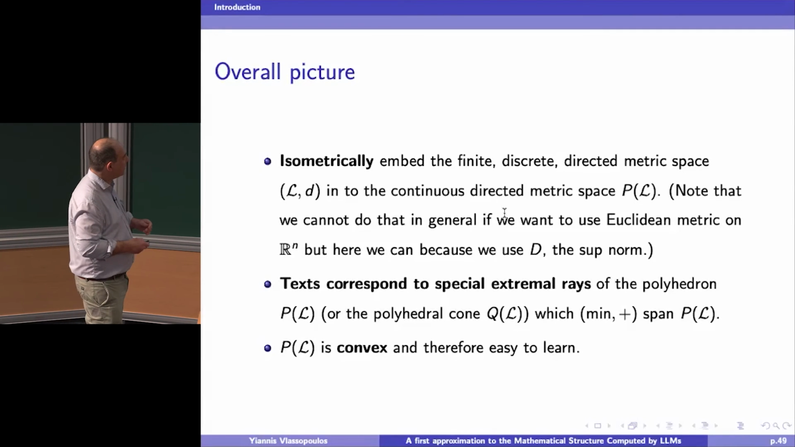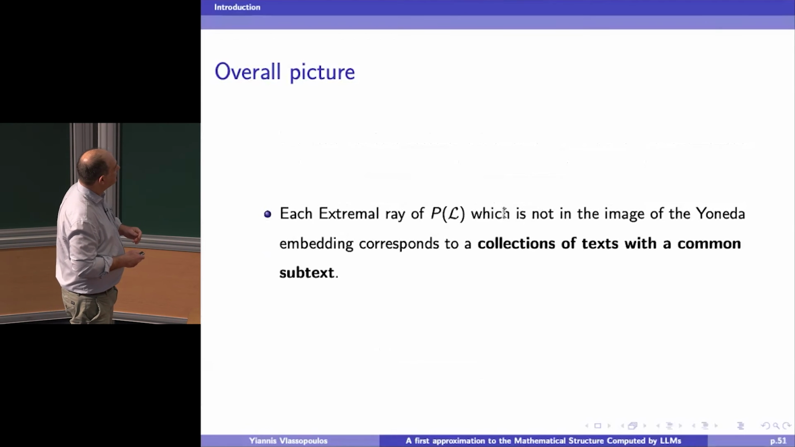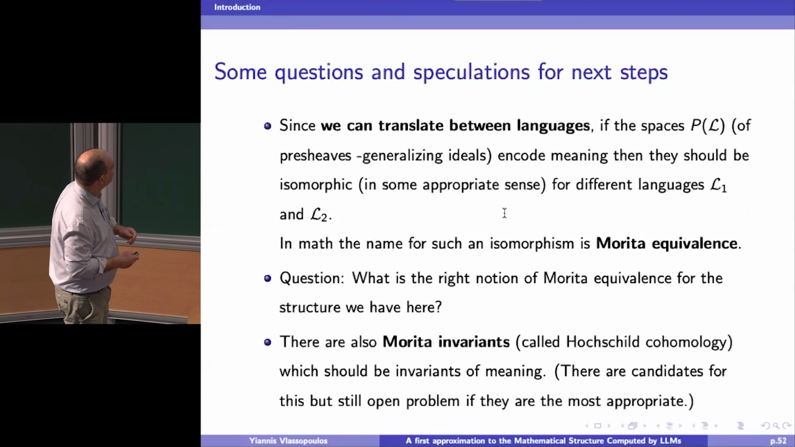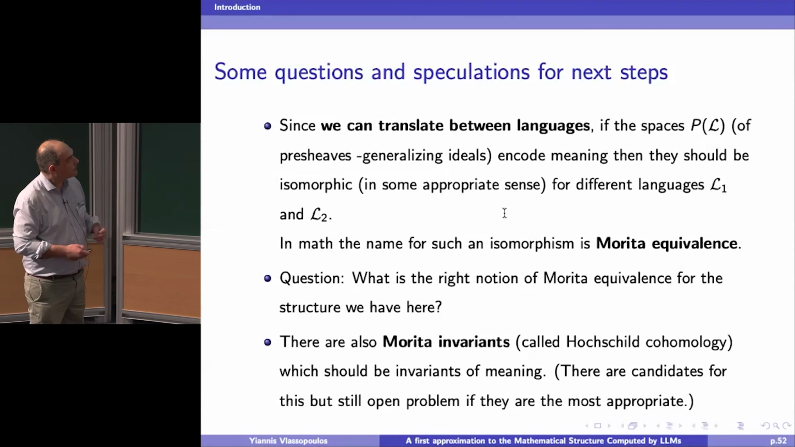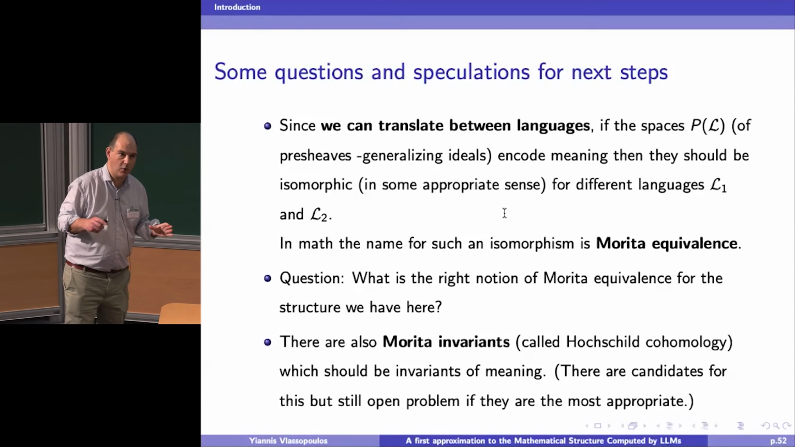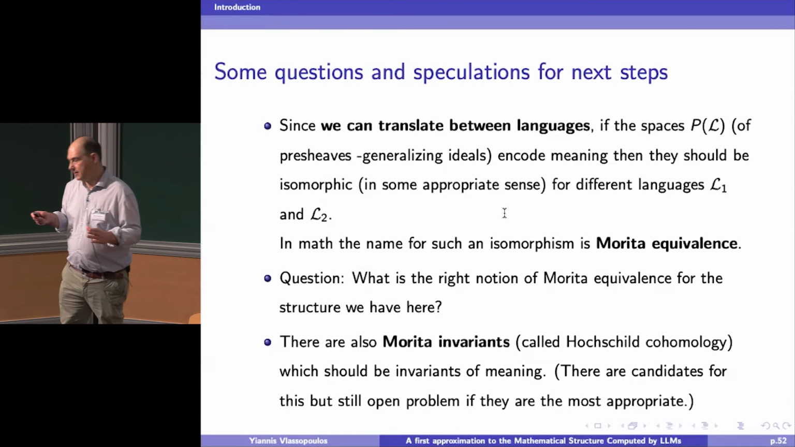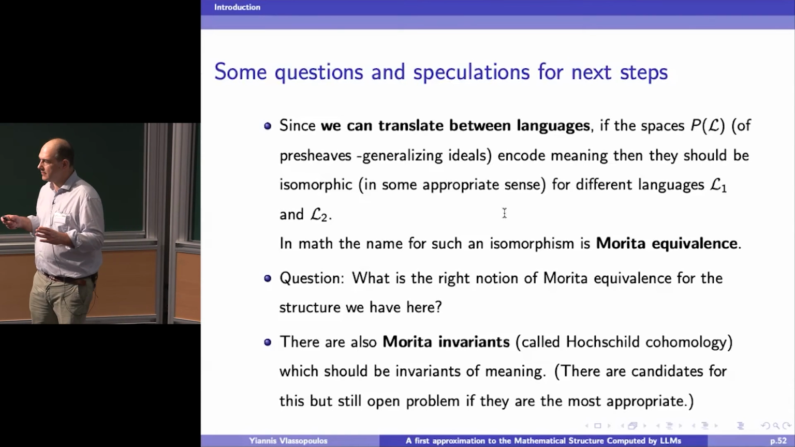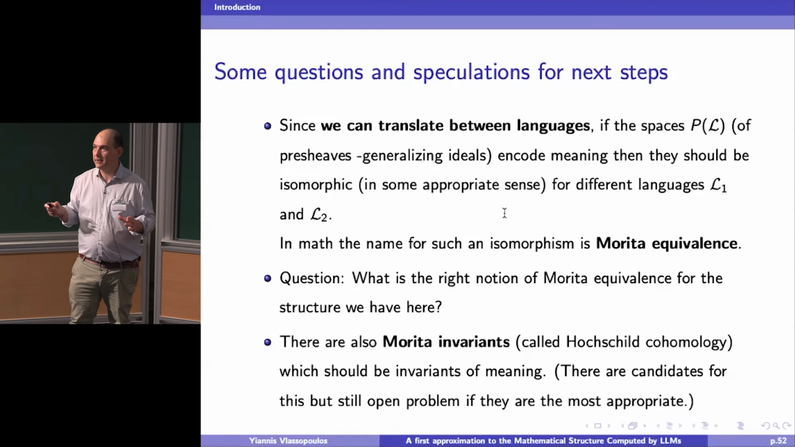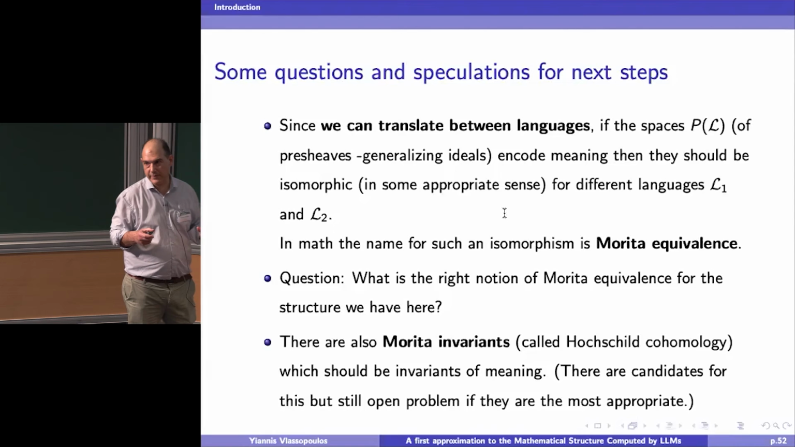And what is the corresponding idea here? Okay, so we did that. If we think that this P of L somehow encodes the meaning, the semantics of the language, then the natural thing to consider is that if you have two different languages, they should have in some way isomorphic such P of Ls. But of course, the question is, in what sense isomorphic?